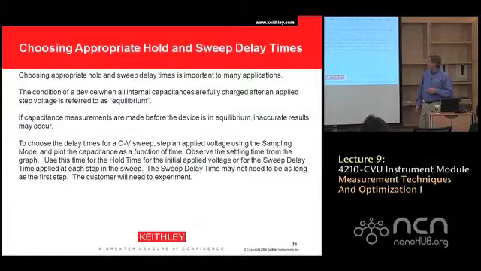So to choose the delay times on a CV sweep, what we usually do is we put a step function of voltage and we watch the capacitance recover. When the capacitance stops recovering, that amount of time is what it took for that device to reach equilibrium in that condition.